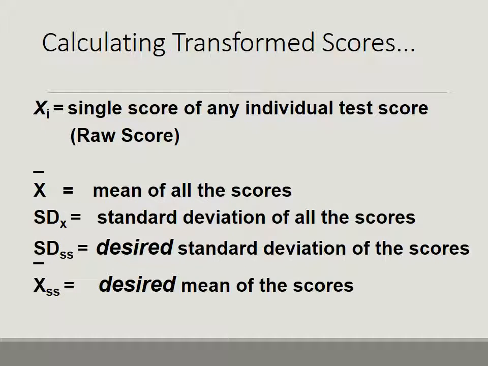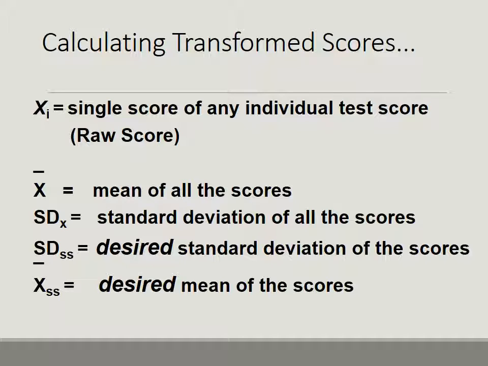Okay, so when we actually calculate these transformed scores, you have a lot of things that are going into transforming the scores. You've got the raw score, which is x sub i. You have the mean score, which is x bar. I apologize that my bars are so far away from my x's, but it is supposed to be right on top of it. X bar is the mean of all scores. You have the standard deviation of x, so the standard deviation of scores. And then you have the desired standard deviation of the scores.